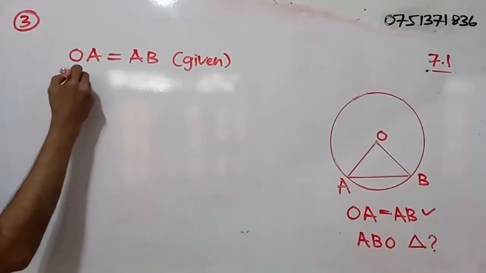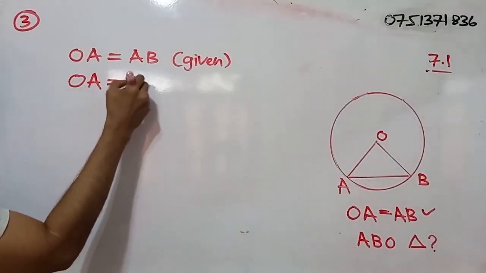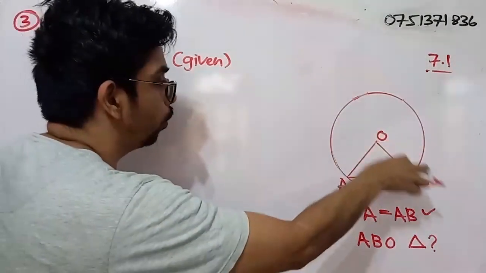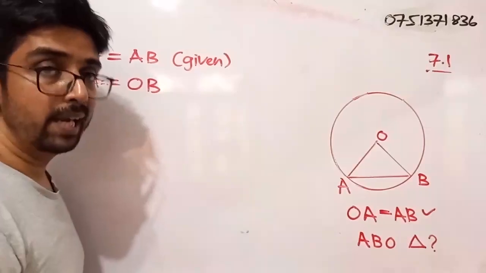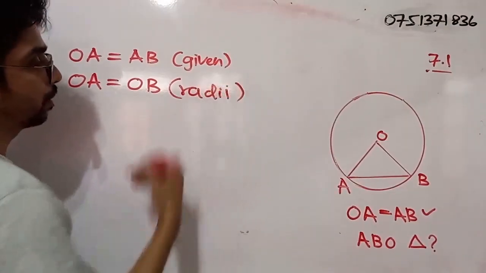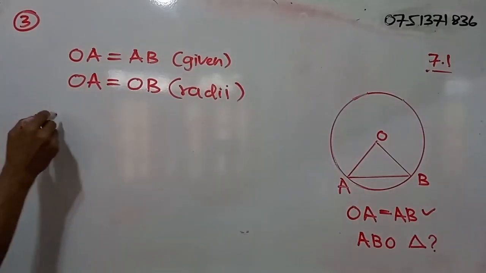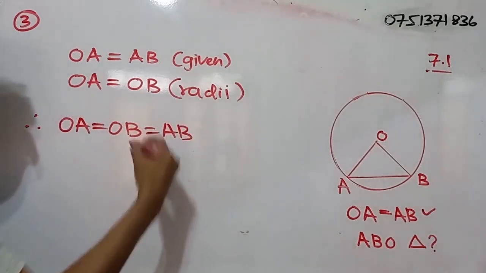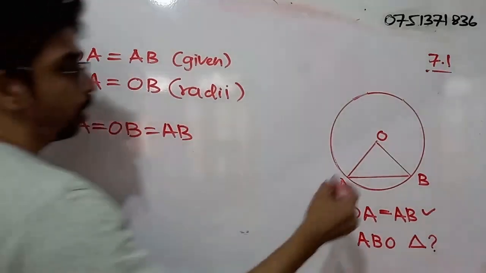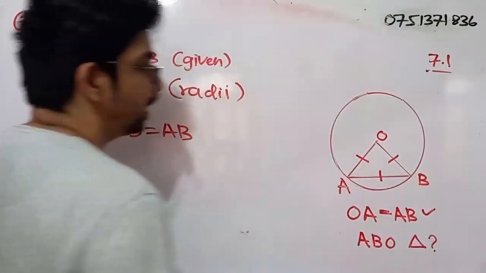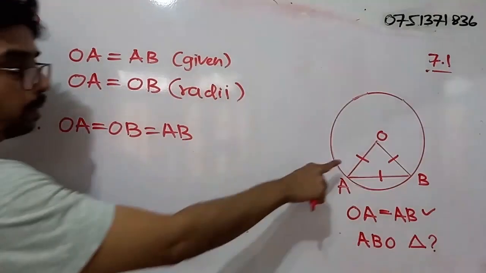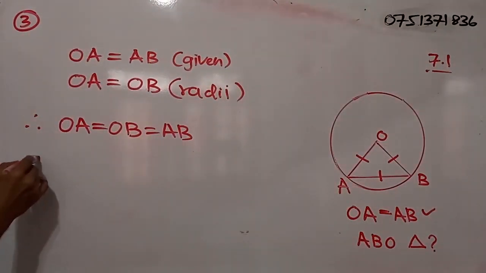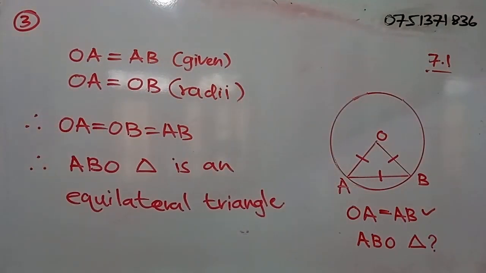And also OA is equal to what? OB. Why? OA and OB are what? Radii. Therefore, OA is equal to OB is equal to AB. That means what? All of these sides are equal in length. දැන් අපිට මේක මෙහෙම දාන්න පුළුවන් මෙහෙම දාගෙන වැඩේ කරන්න බෑ. Right? So therefore, ABO is an equilateral triangle.